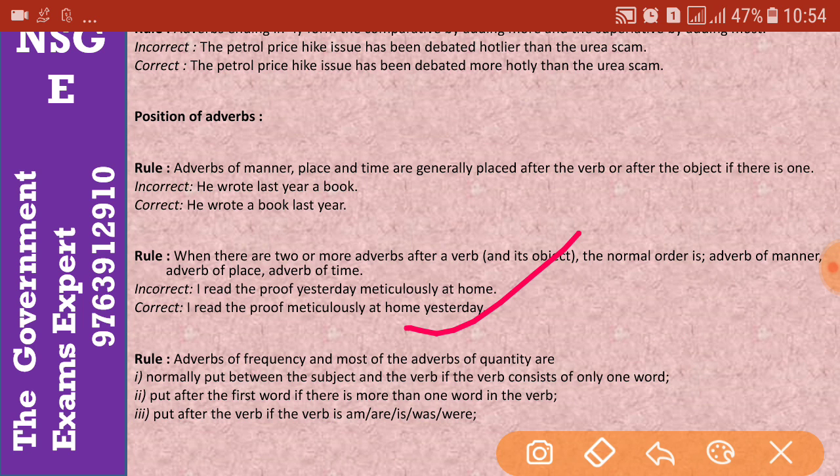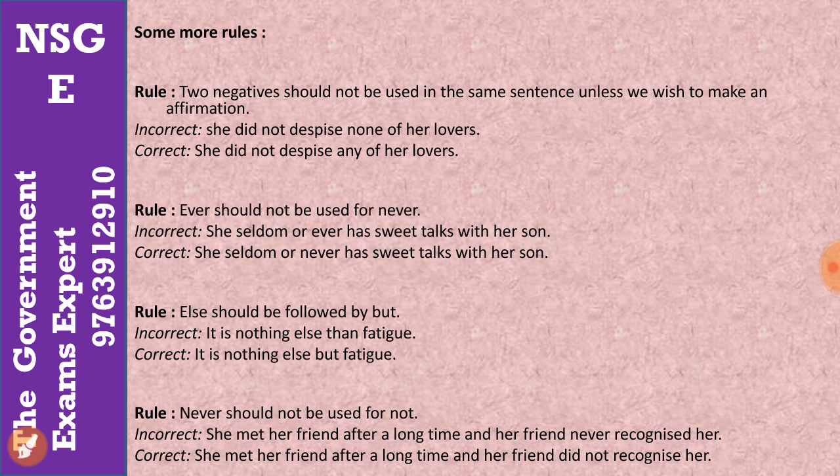And the second thing is what? It can also be put after the first word if there is more than one word in the verb. Clear? And another rule is what? Put it after the verb if the verb is am, are, is, was, were, be, have, etc. Why? Because these are considered helping verbs. So please do remember, we can put it after this verb. Okay, let's have a look at the next one.